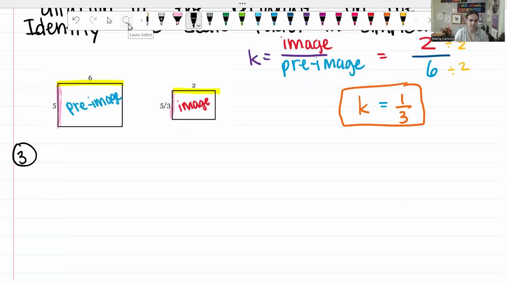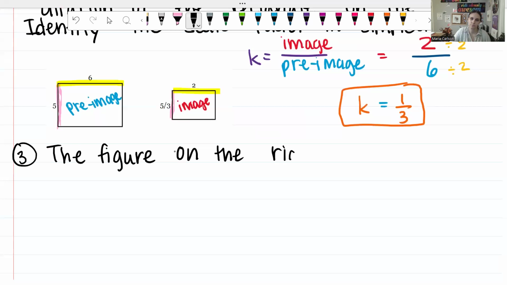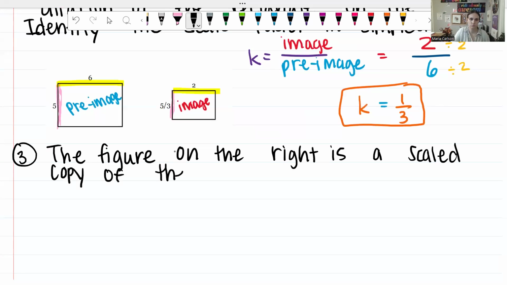This one also has an image. The figure on the right is a scaled copy of the left. Identify the scale factor.